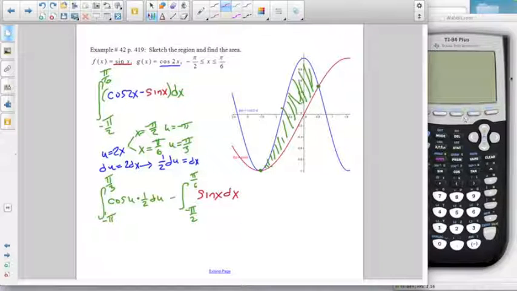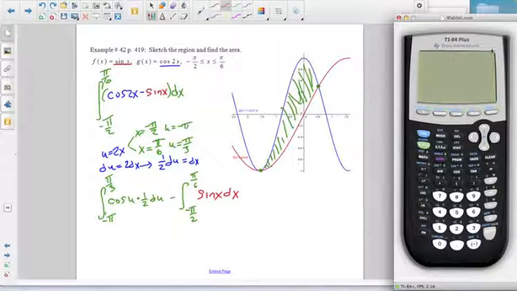And we could go on and integrate this all out. But again, I think we're going to reinforce that the TI graphing calculator would be advantageous at this point. And we're going to go ahead and write this expression in our fnInt again. So on our TI-84, if we go to math and we pick option 9, fnInt, and we go ahead and write this expression.